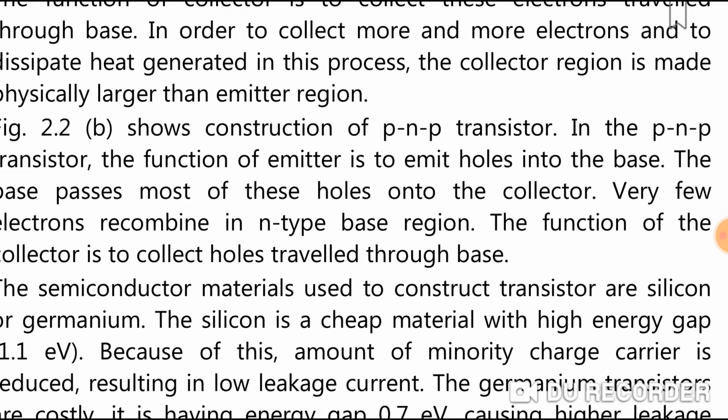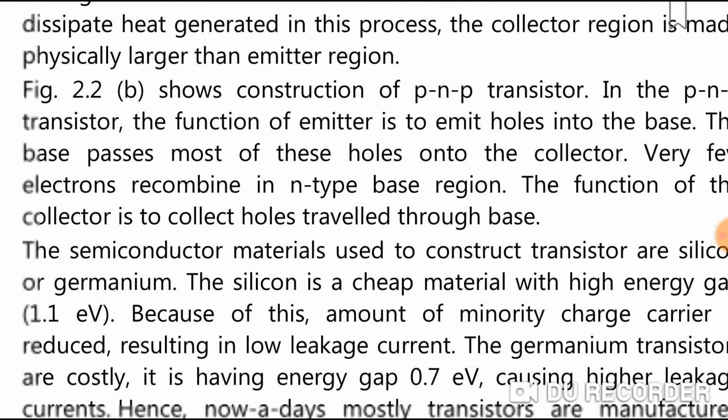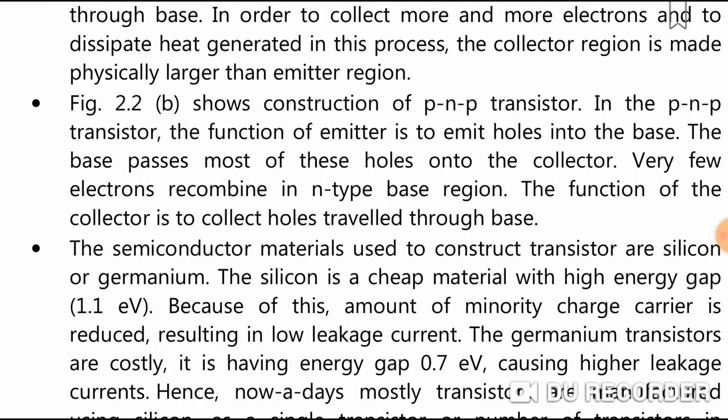So the construction of PNP transistor. In a PNP transistor, the function of the emitter is to emit holes into the base. The base passes most of these holes onto the collector. So very few holes recombine with electrons in the N-type base region. The function of the collector is to collect the holes traveled through the base.